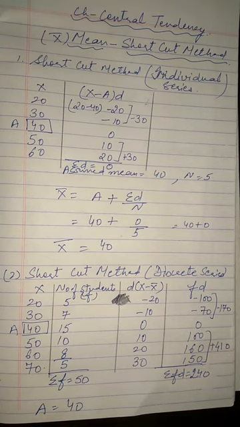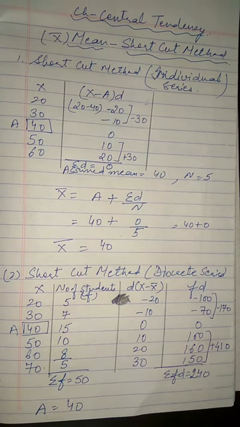Hello students, today we will continue with the chapter Central Tendency. In the last video we have done the direct method to calculate mean. There are three methods to calculate mean. One is the direct method, second is shortcut, and third one is step deviation. Step deviation is the next step to the shortcut method. So the shortcut method is a base for the step deviation method.